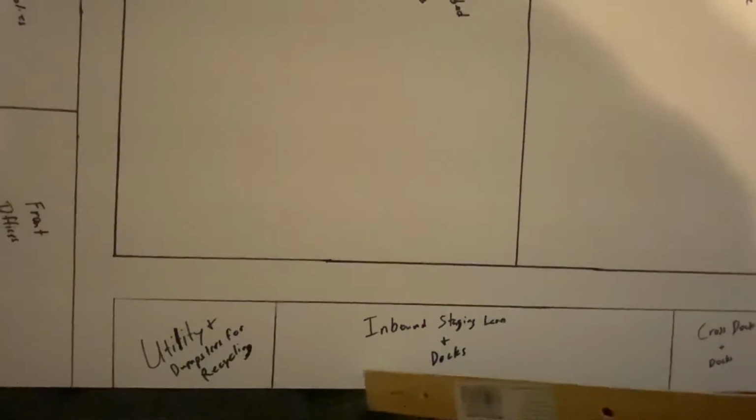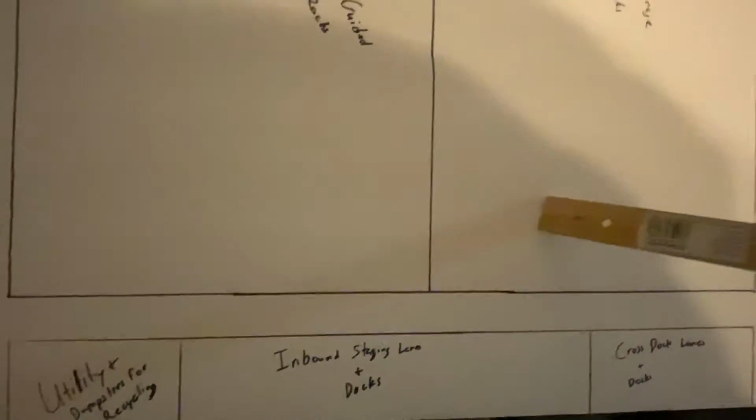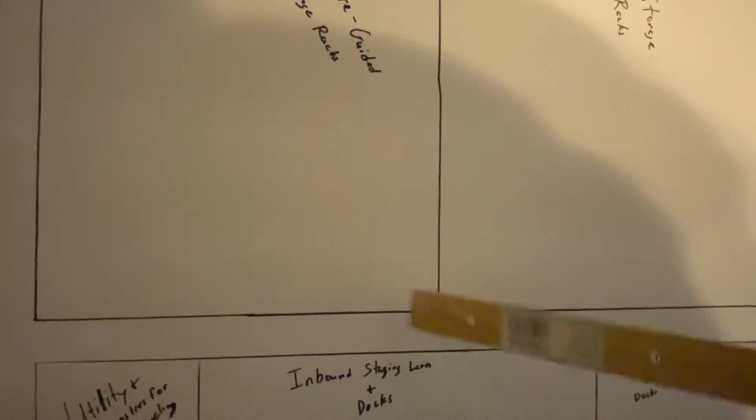Inbound will receive them in for the docks, store them in the lanes, according to where they go to the aisles. And then if they go to the regular storage racks, they'll be staged down here. And then if they go to the wire guide aisles, they'll be staged down here, closest to the aisles. It leads us to the aisles.